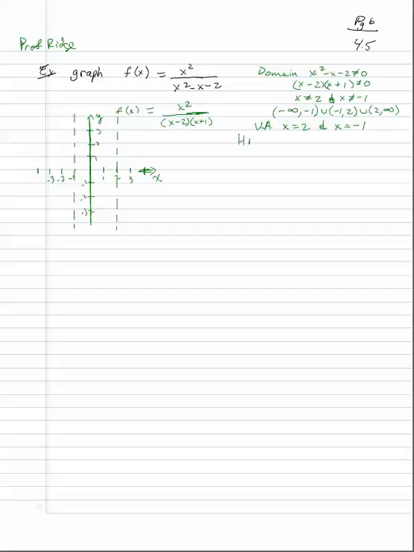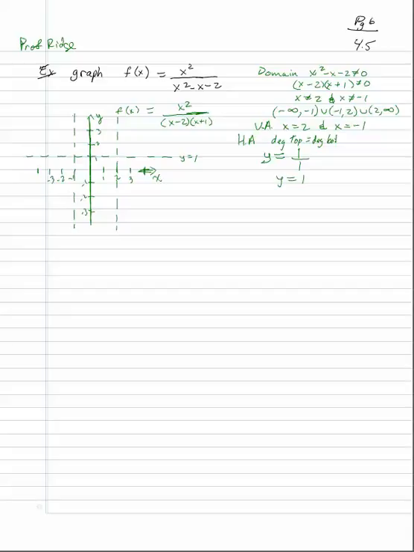Okay, horizontal asymptote. Degree of top equals degree of bottom. So that means y equals the leading coefficient of the top over the leading coefficient of the bottom. So y equals 1. We put a horizontal line there, y equals 1. Again, as we go to negative infinity, the graph is approaching that line. As we go to positive infinity, same thing. You're getting closer and closer to 1.